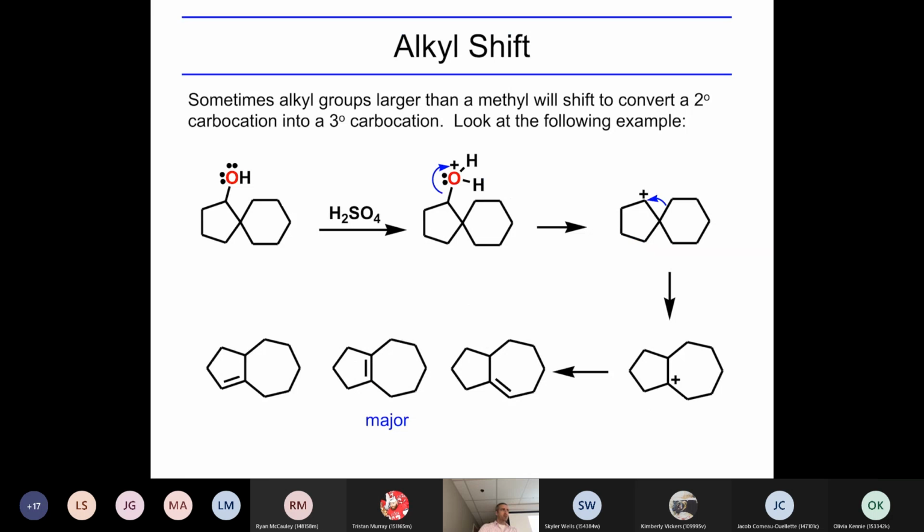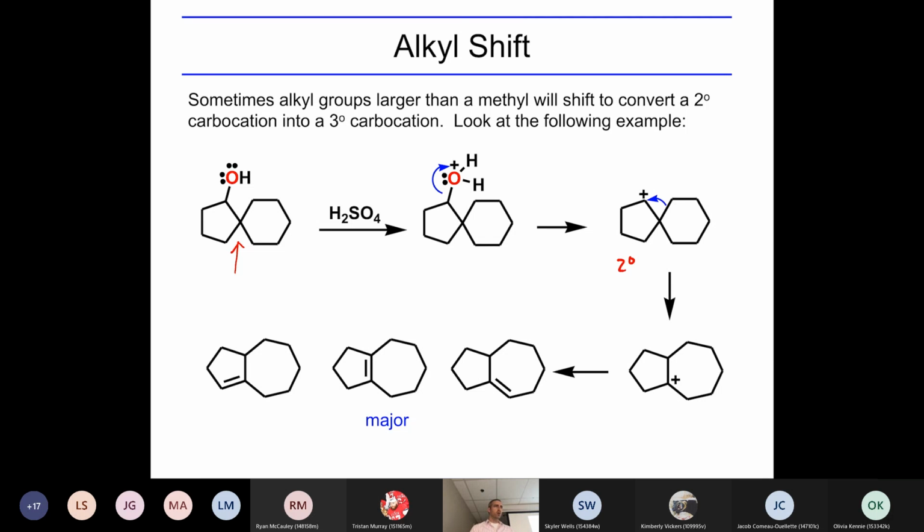Here's one more example of a kind of complicated rearrangement. This is an alkyl shift. So this is what happens. You have this alcohol, and you can see this sort of odd structure where we have two rings that are joined at a single carbon. We're going to react it with sulfuric acid, which is going to protonate the alcohol. Once it's protonated, it can leave to make a secondary carbocation.